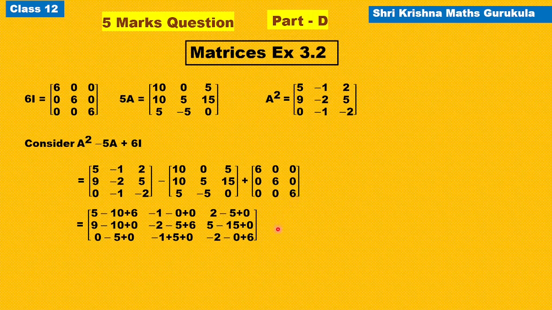So we'll be simplifying the corresponding terms. Keep that in mind. Now on simplifying, we get A square minus 5A plus 6I. So if you simplify, this will be 11 minus 10. So 1. And this is minus 1. This is minus 3. And this is again minus 1. This is again minus 1. This is minus 10. This is minus 5. This is 4. And again this is 4. So we have found A square minus 5A plus 6I. So this is what it is.